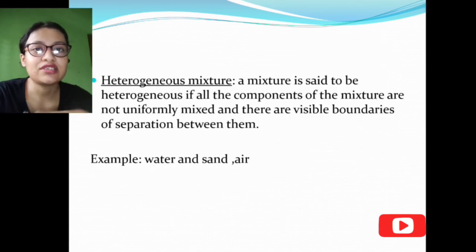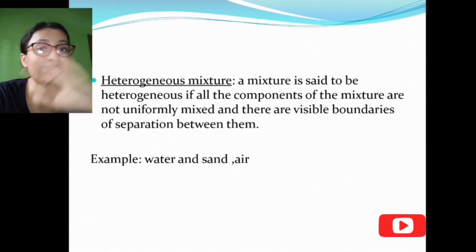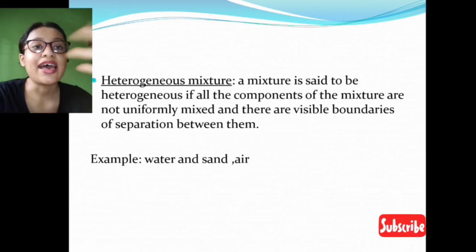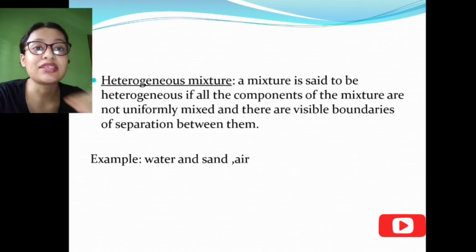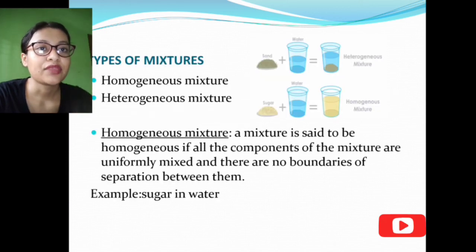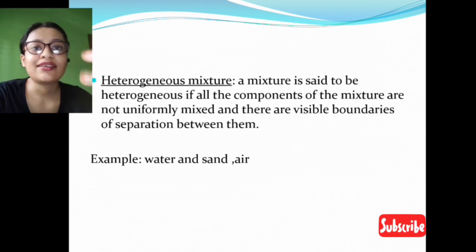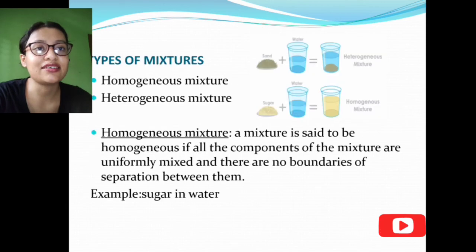Next is the heterogeneous mixture. A heterogeneous mixture is one where the components are not uniformly mixed and there are visible boundaries of separation between them. An example is water and sand. We can see air also. You can see here in the picture the heterogeneous mixture. When you put sand in water, does it dissolve? No. And there are visible boundaries of separation between them. So this is known as the heterogeneous mixture.